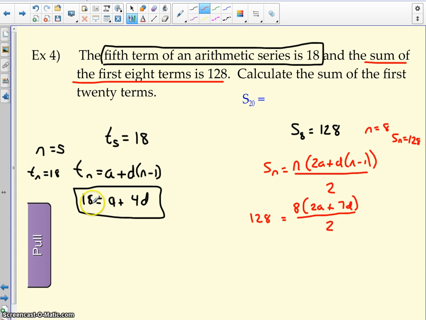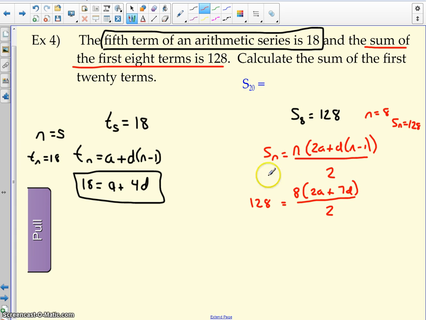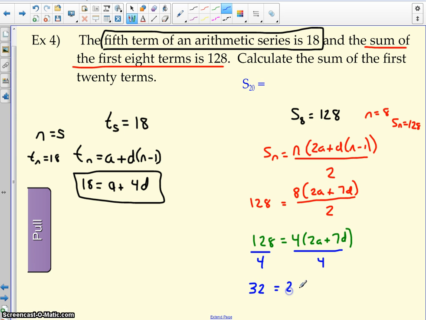So if I have two equations with two unknowns, a and d, I should be able to use either substitution or elimination to be able to solve for a and d. So what I'm going to do with the one on the right here is I'm going to simplify it a little bit. So I see I have 8 over 2 right here. So 8 divided by 2 gives me 4. So I get 128 equals 4 times 2a plus 7d. I'm also going to divide both sides of the equation by 4 just to simplify it a little bit further. Okay, so overall that tells me that 32 equals 2a plus 7d.